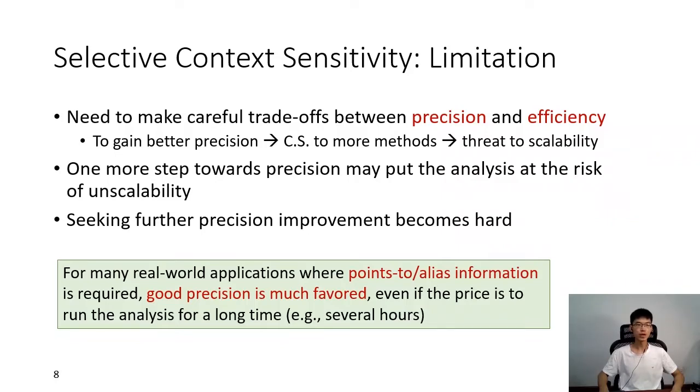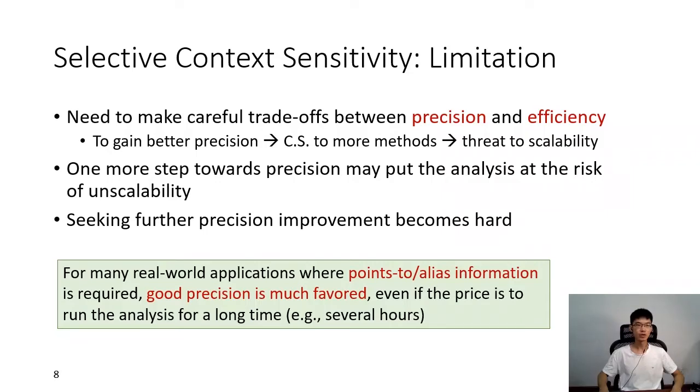If we want to gain better precision, then selective CS usually has to sacrifice efficiency by applying CS to more methods, which may even threaten the analysis scalability. Namely, one more step towards precision may put the analysis at the risk of unscalability. Such a tension between precision and efficiency makes it hard to further improve precision by selective CS.